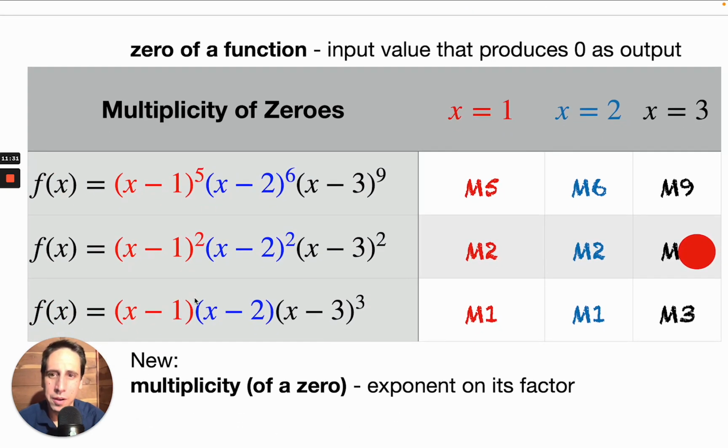Now, you might say, wait a minute, the exponents go 5, 6, 9. There's no exponents down here, but it's unwritten. The unwritten exponent is 1, the unwritten exponent is 1, and the written exponent is 3. So you go 1, 1, 3. So the multiplicity of a 0, we're just going to say that it is the exponent on that 0's factor when you've written it here in factored form.